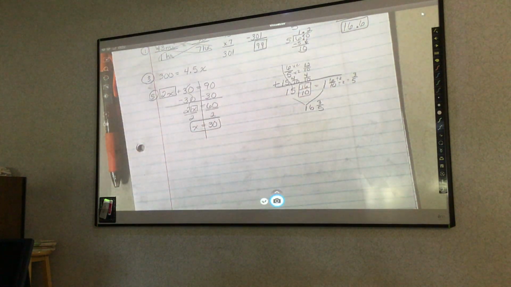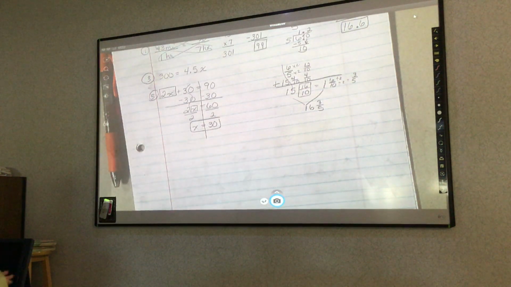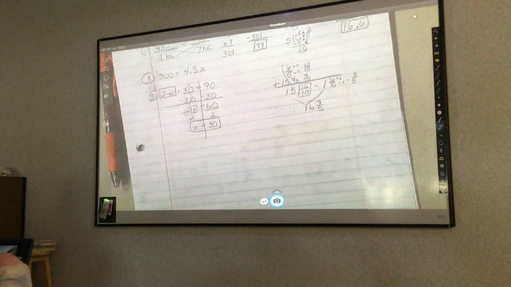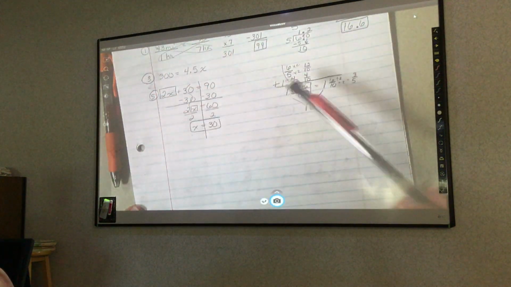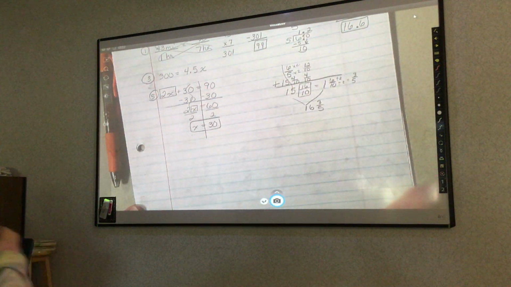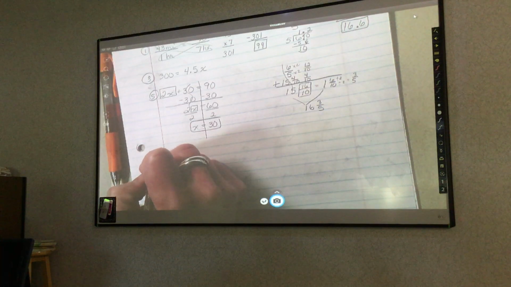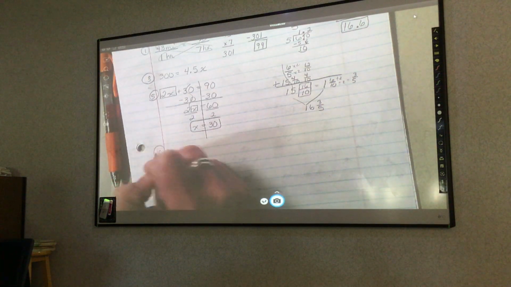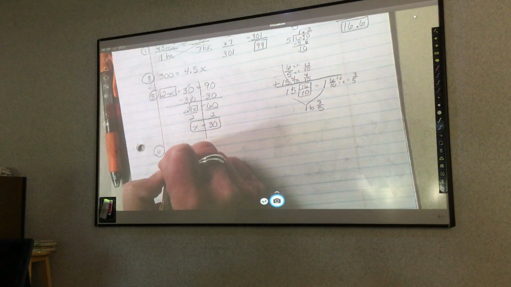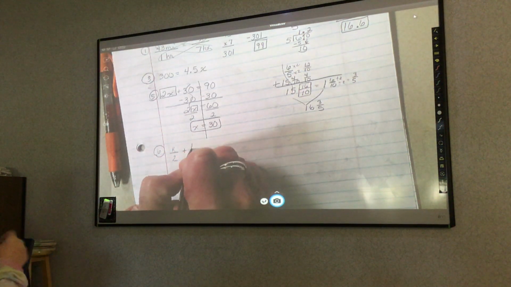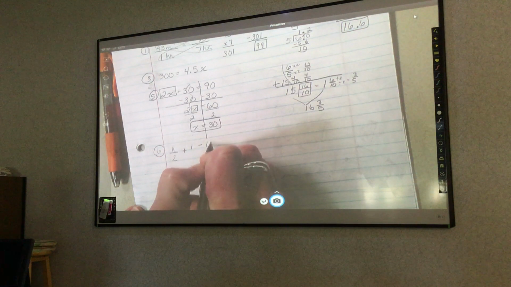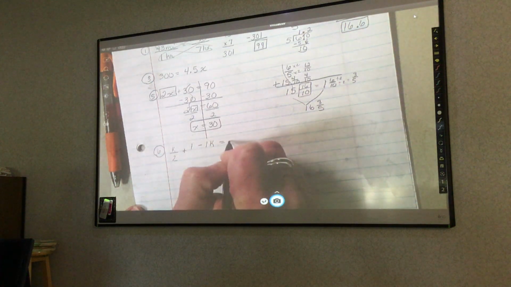Alright, now we're gonna get into a little bit more difficult of a problem. And I want you to copy it down, just like always, because you were supposed to do 1 through 5, right? So now I'm gonna go over 6, 7, and 8. 6 is set up like this: K over 2 plus 1 minus 1K equals a negative 2K.